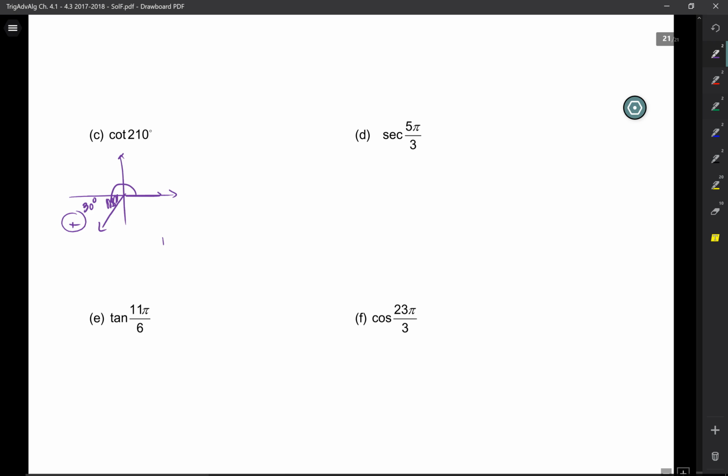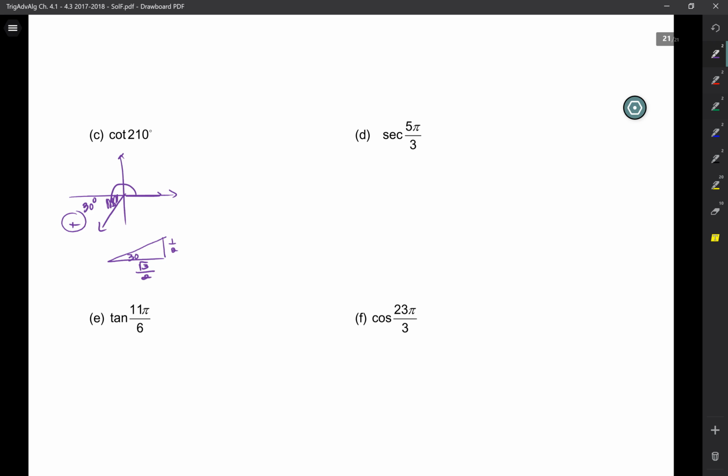So now, for the 30 degree, my sides are 1/2 and root 3 over 2. If I want cotangent, it's what over what? Cotangent is adjacent over opposite. So it's root 3 over 2 divided by 1/2. Now, the same denominator cancels, and I have root 3 over 1, which is root 3. Okay? Now, let's do this next one.